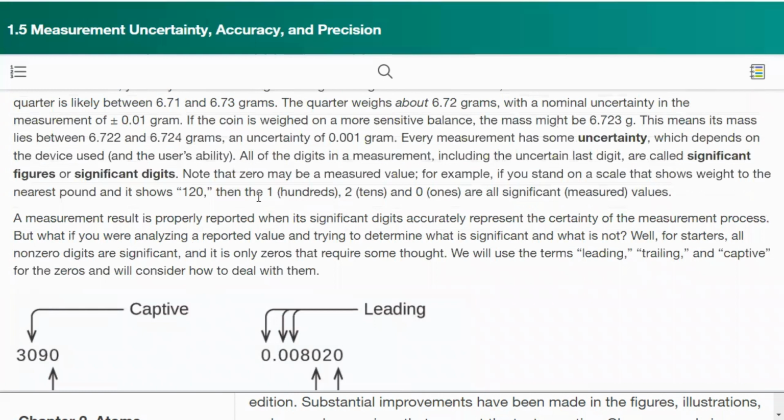Okay. I wanted to go back to this sentence. It says the 1 is the 100, so there's 100. 2 is the 10, so there are 2 10s, so that's 20, and 0 ones. Okay.